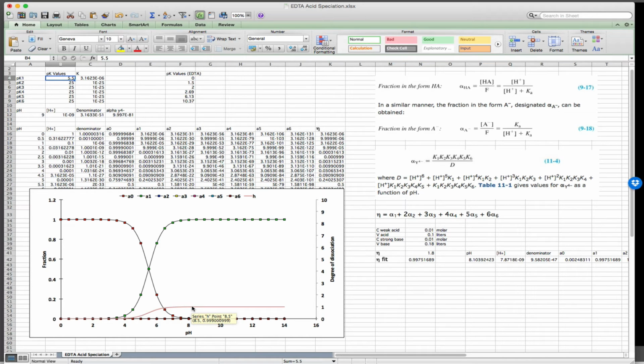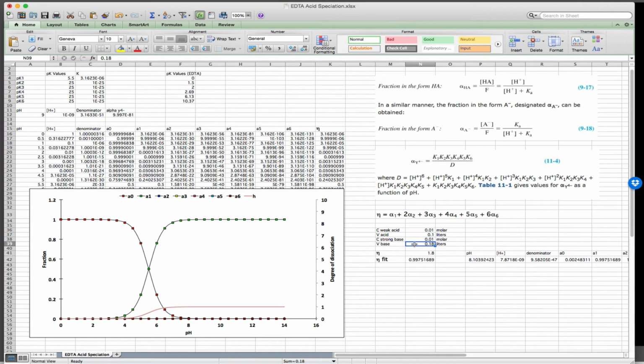So this is quite helpful, and now we can use this to estimate the pH of an acid-base titration. In this case, I have a weak acid, 0.01 molar, with a volume of 100 milliliters. My strong base has an equal concentration, so the equivalence volume should be 100 milliliters.